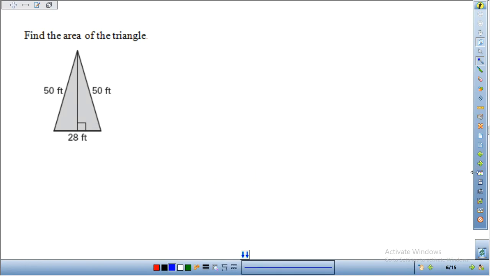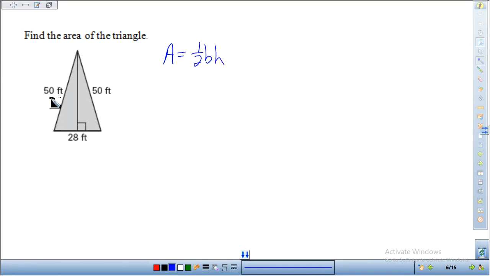This next problem is going to be an application of the Pythagorean theorem, so we're going to have to do something other than just solve for a missing side. In this, we want to find the area of the triangle. Area formula for a triangle is 1/2 base times height. The key part about the base and the height is that they must be perpendicular to each other.